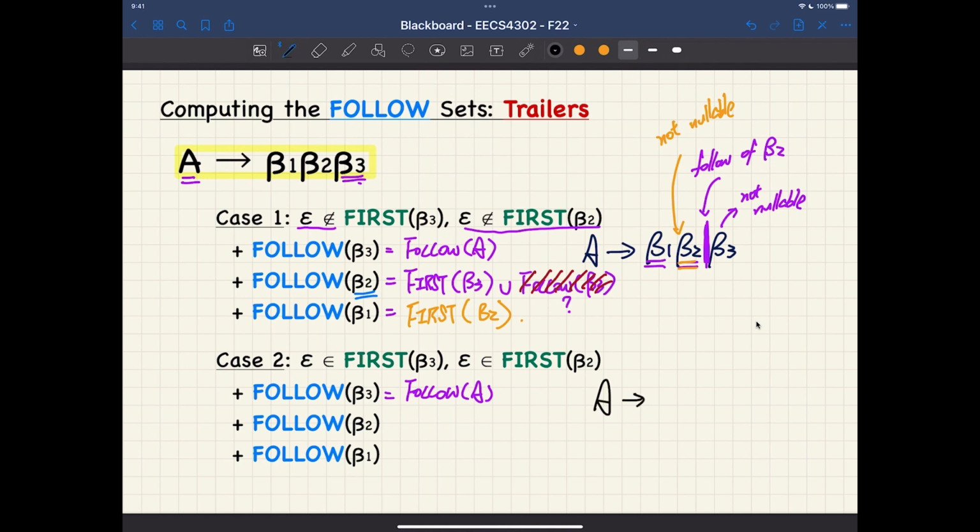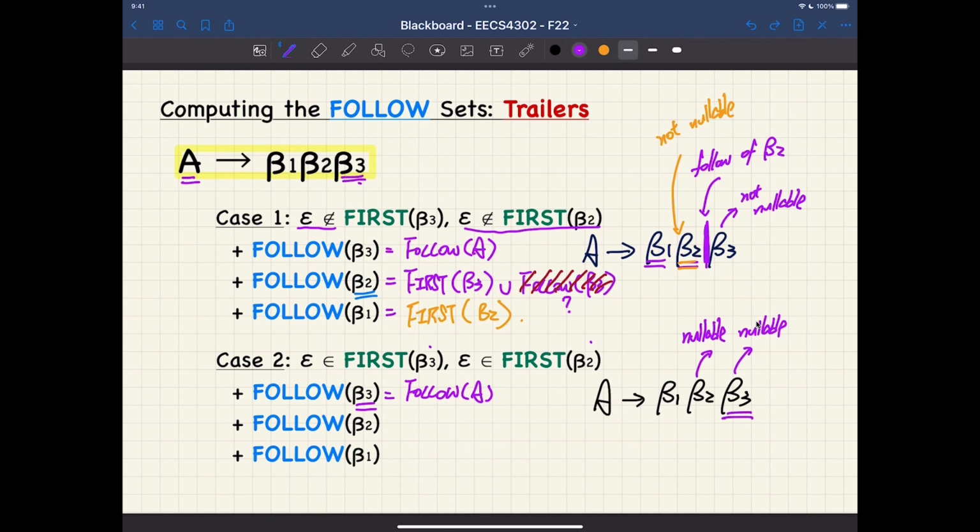A produces beta 1, beta 2, beta 3. And we are making the following assumption. Both beta 3 and beta 2 are nullable. There's a possibility that they might be null. Nullable. And this is also nullable. Okay? This might be the case where we have more union to actually compute. Okay? And we already got this starting point. The follow for the rightmost symbol is always the follow of the left-hand side.